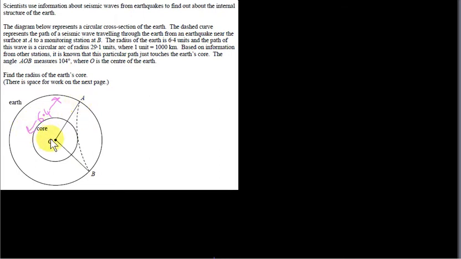So that's the distance of A to O. The path of this wave is a circular arc of radius 29.1 units. So this is the path of the wave. It's a circular arc. Its radius is 29.1 units. So the center of a circle that contains this arc is going to be somewhere out here. And the radius is this distance here, which is 29.1 units. And it's going to be the same as this, of course. The distance from the center of the circle to B is also 29.1.